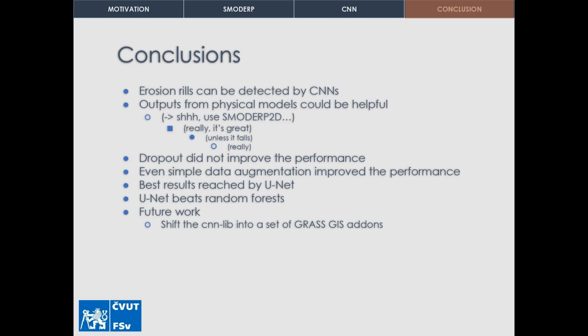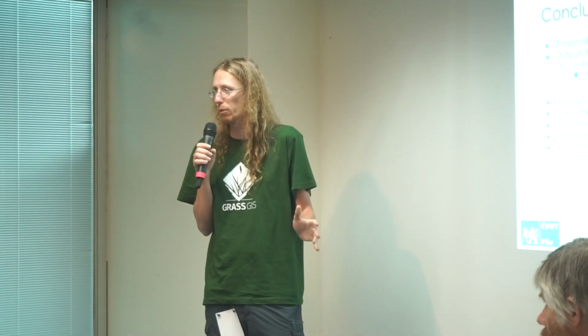The best results were reached by UNet, which doesn't mean that UNet is always going to reach the best results. It was the best from what we tried. Maybe if you try some transformers or something, it will be better. I don't know. It beats random forests.